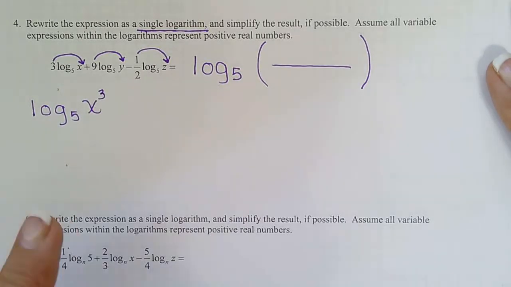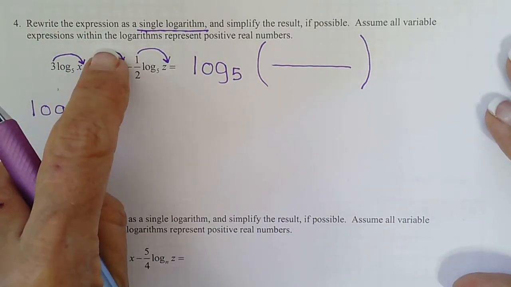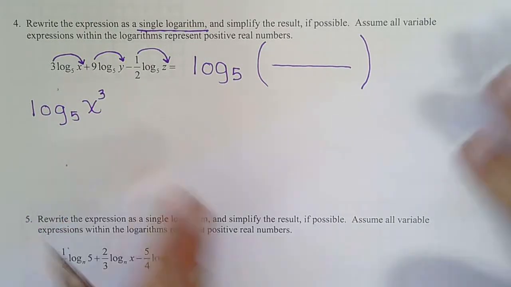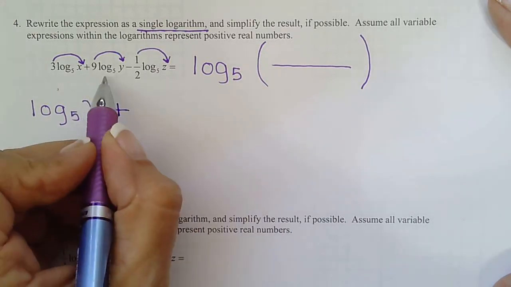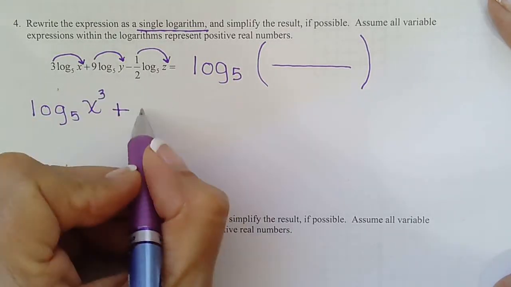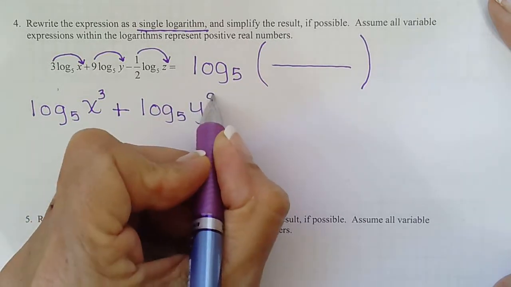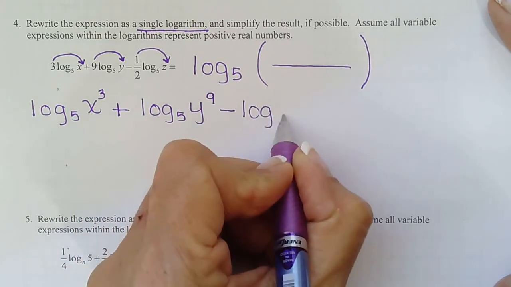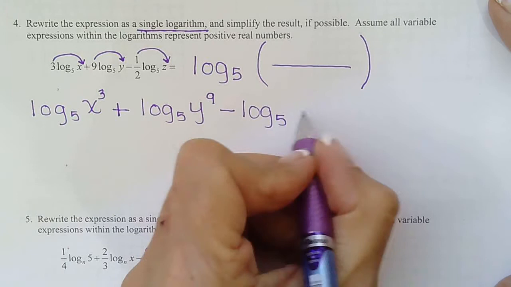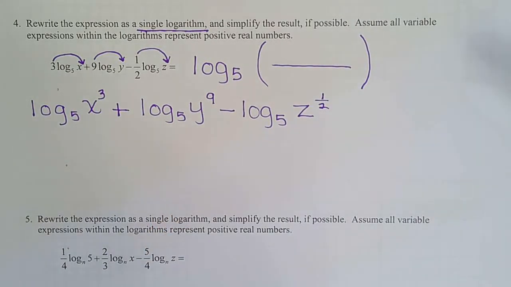So we did the power rule last when we were expanding. We do the power rule first when we're condensing, because we're doing just the opposite of what we did on the other page. So plus log base 5 y to the 9th, and then minus log base 5 z to the 1/2. But the minute I see a fractional exponent, my brain should be going ding, ding, ding, ding, ding, something to do there.